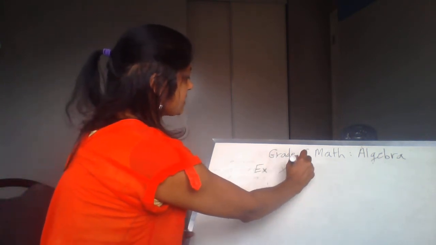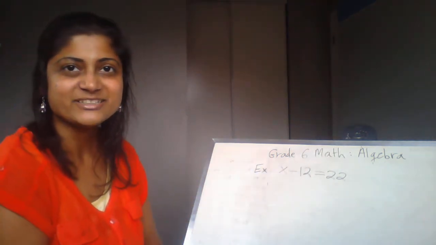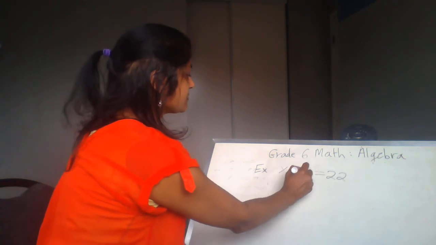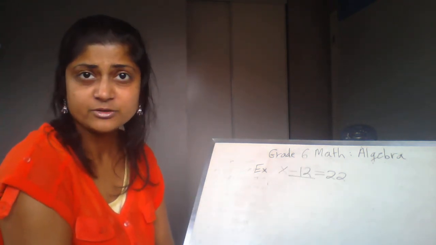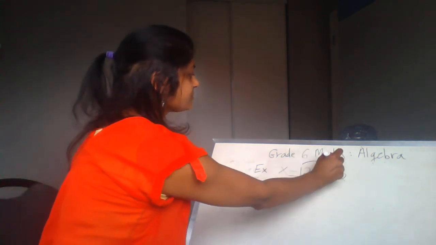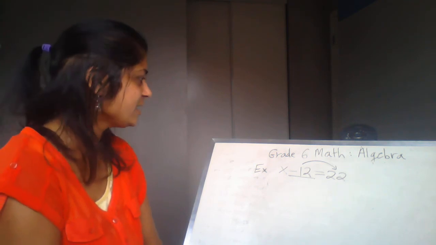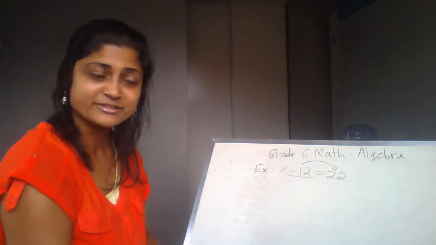So it's x minus 12 equals 22. All right, so again, I'm going to underline the number that I'm looking at. So I'm looking at negative 12 here. I'm going to make an arrow to show that I'm moving it to the opposite side. Again, make sure you're underlining the sign that is in front of the number.